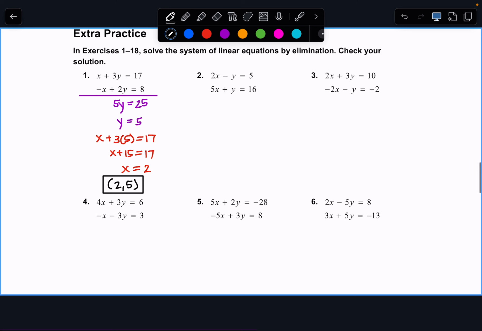All right. So I am going to have you do number 6 and number 5. Okay, so x cancels out here. Add. So it'd be 5y equals 28 plus 8, which would be negative 4. Y equals -4.